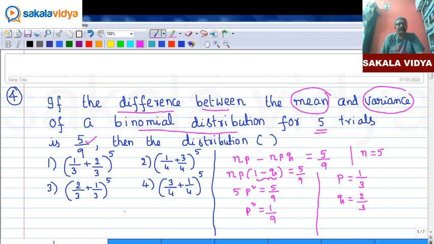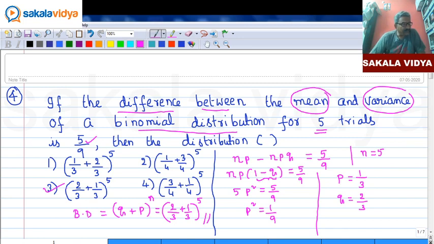Now the binomial distribution you need to find out. The binomial distribution is given by the formula (q plus p), not (p plus q), whole to the power of n. So q stands for 2 by 3, p stands for 1 by 3, and whole to the power of 5. So that means the third option is the right option.